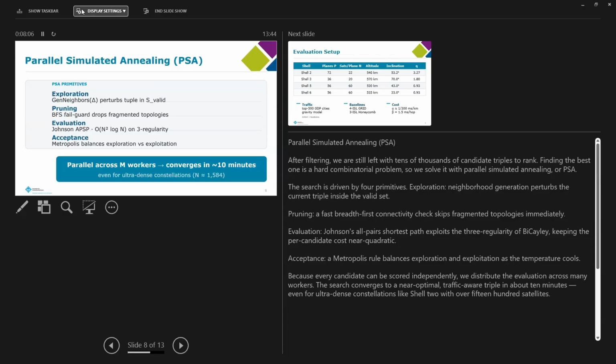And because every candidate can be scored independently, we distribute the evaluation across many walkers, so the search converges to a nearly optimal traffic-aware triple in about 10 minutes, even for ultra-dense constellations like Shell 2 with over 1,500 satellites.